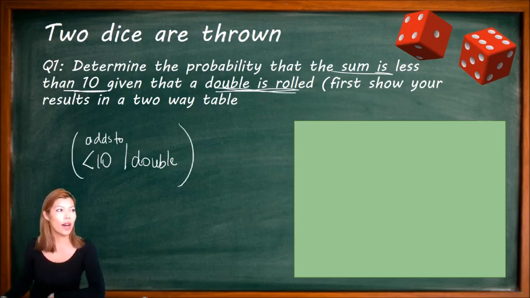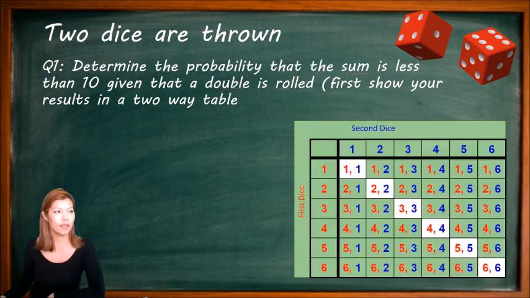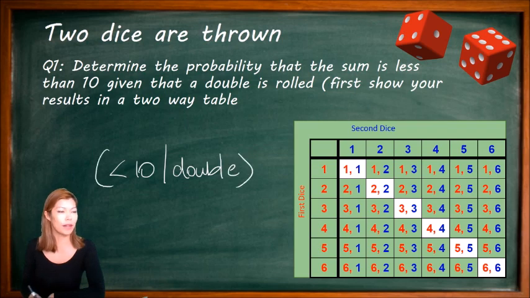First, draw a two-way table. That's really, really handy because from the two-way table, we can see our first row in red and our second row in blue, and we can quickly identify what we want, which is we can only look at doubles. So let me do that. Let's highlight all the doubles. So that's all the doubles that we want. And what we want is that they add up to less than 10. Which of these add up to less than 10? Let me put that back really quickly.